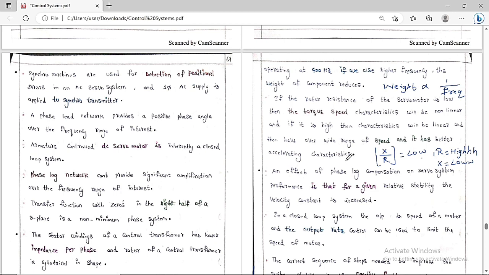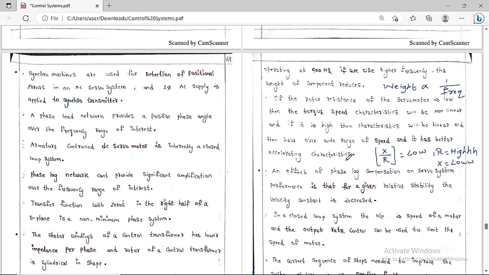Finally I can say, for a given servo motor, if the rotor resistance is high, the X/R ratio is very, very low, so we are going to get a linear graph between the torque and the speed, and you are going to have better damping characteristics. If the rotor resistance is very, very low, then the X/R ratio is very, very high, so you are going to get a non-linear graph between the torque and the speed. This one you always have to keep in mind.